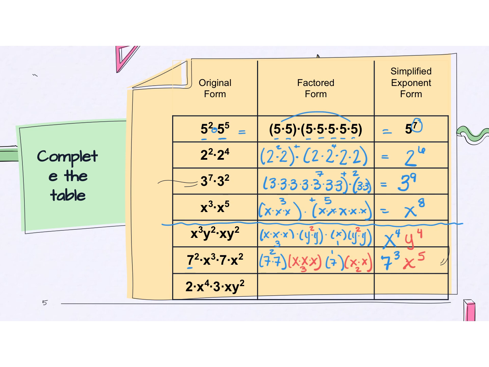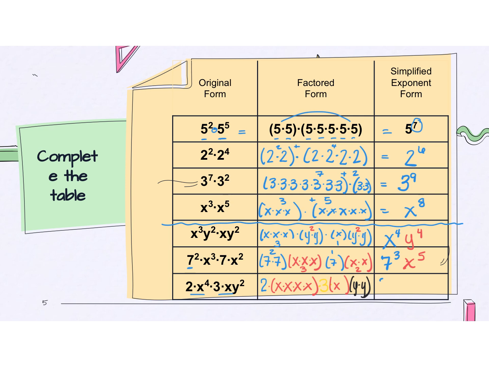All right, last but not least, let's do this last problem and see what nuances we find here. Okay, so let's start with the number 2. So we have 2. Then we have our x's. We have 4 of them. And then we have 3. Hard to see that 3. And then we have another x. Then we have y's. All right, well, let's put it together.